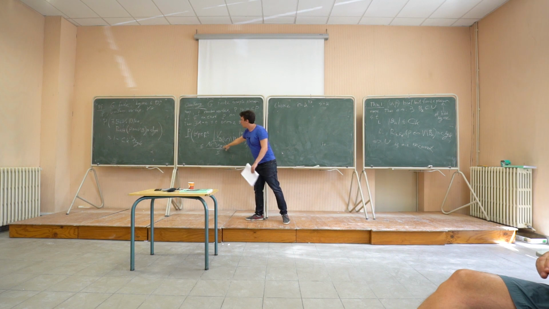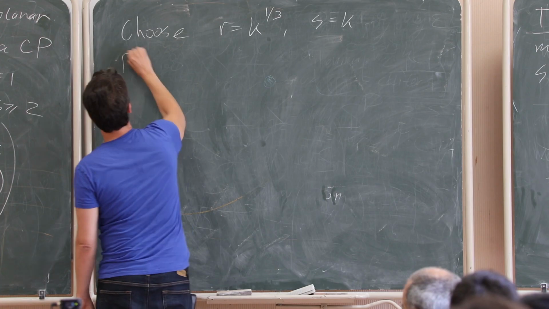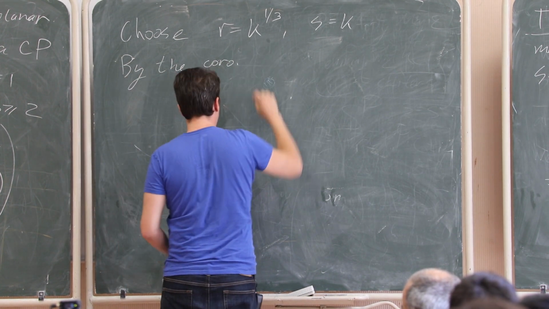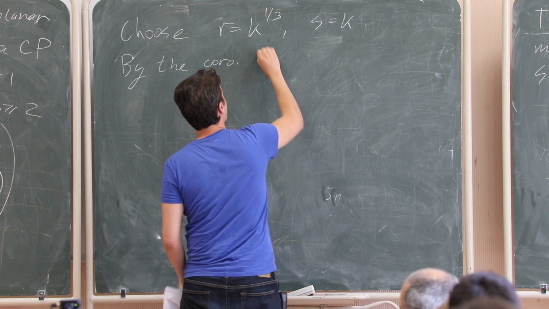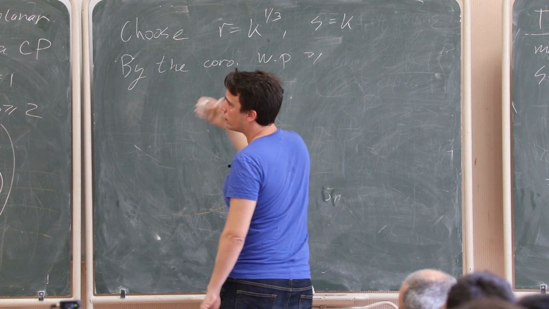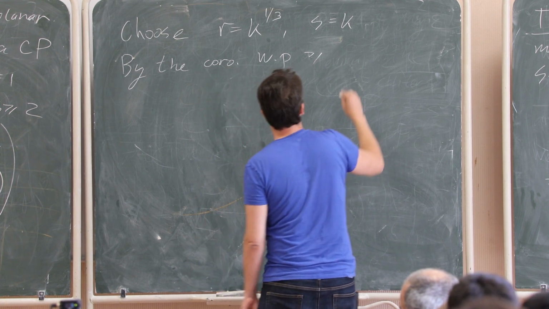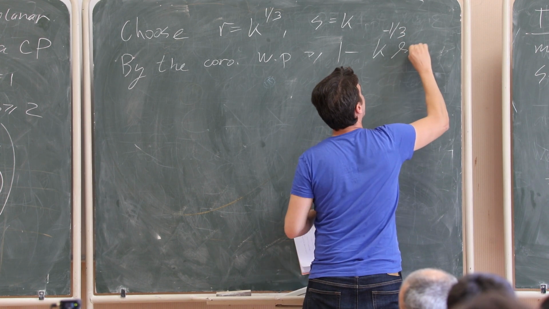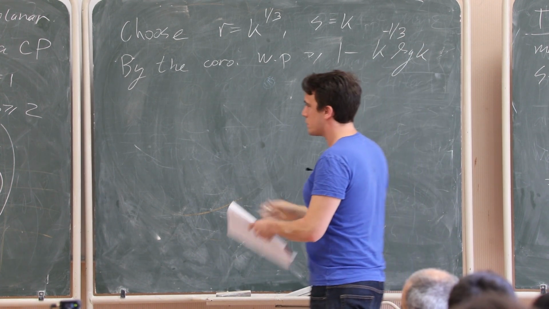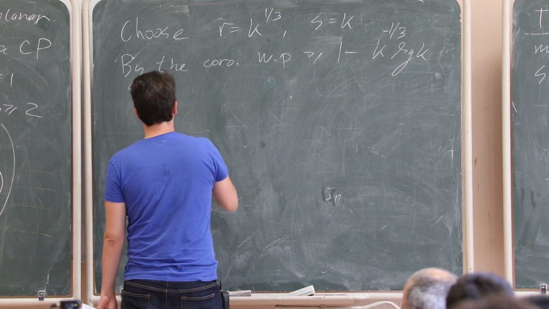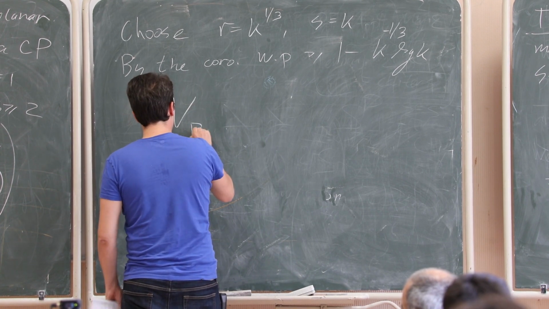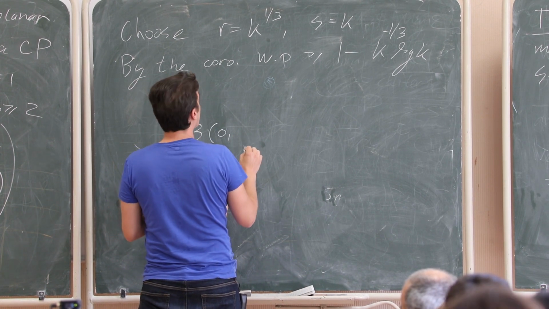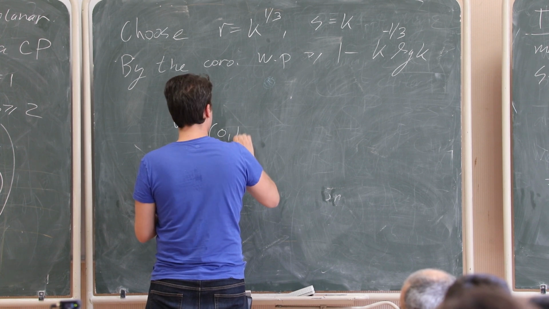So here is another log of k. By the corollary, with probability at least what we want, 1 minus, I'll drop the constant, k to the minus 1/3 log k. The picture looks like this. We have exactly the statement, with a ball of radius R equal to k to the 1/3.